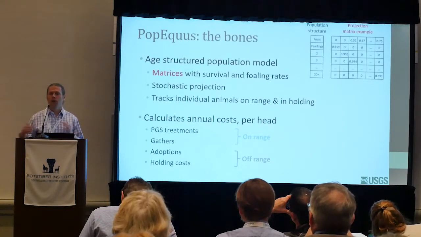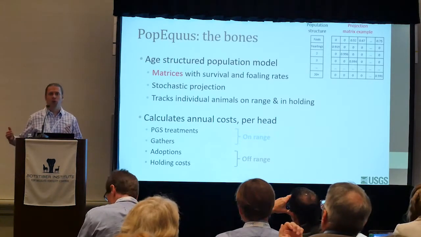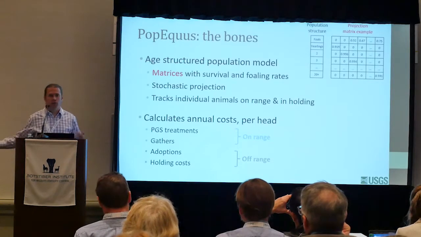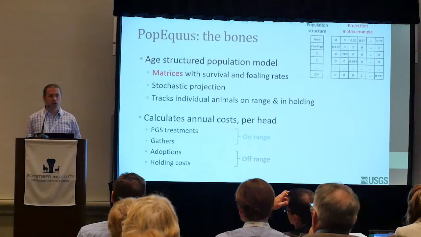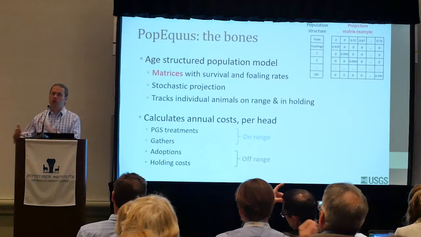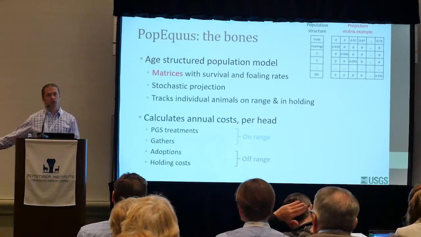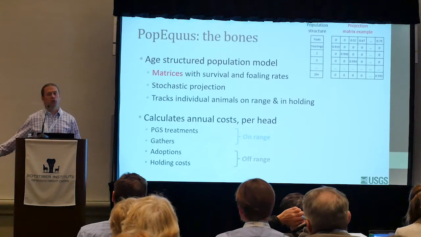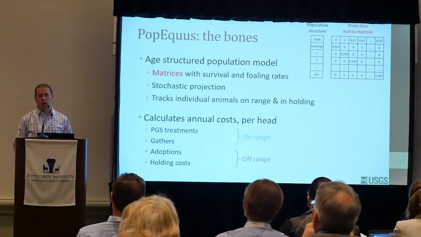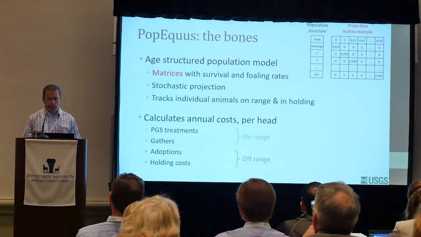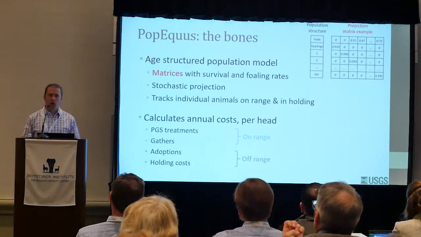They start off in short-term holding facilities, which cost $5 a day. Let's say you can do it for 18 months. They stay there, and then they go into long-term holding facilities at $2 a day. And then we're going to track the animals over time. Once they're in holding facilities, they don't reproduce. They just survive until they die of old age. We're going to track them and track costs. So that's the bones behind the model.